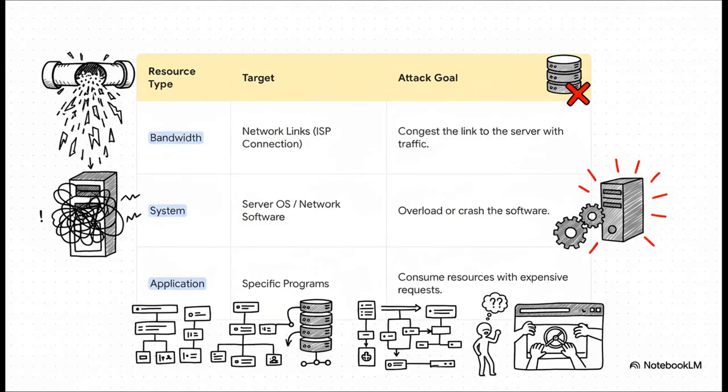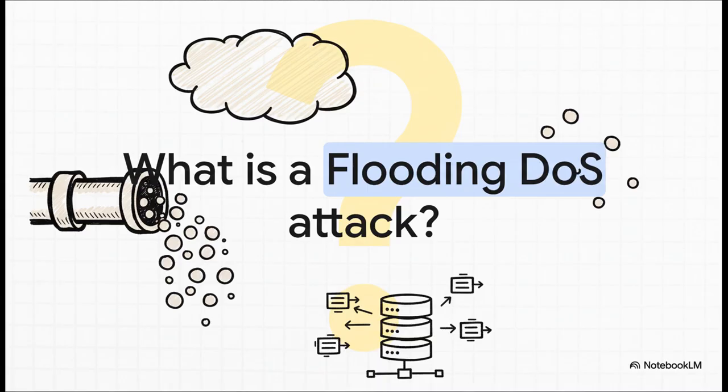A bandwidth attack? That's just brute force. The plan is to completely clog the internet pipe with so much junk traffic that nothing legit can get through. A system resource attack is a bit more clever. It targets the server's brain, its operating system, trying to use up all its ability to manage connections. And then you have application attacks, which are the most surgical. They make a specific program, like a web server, do really hard work over and over until it just gives up.